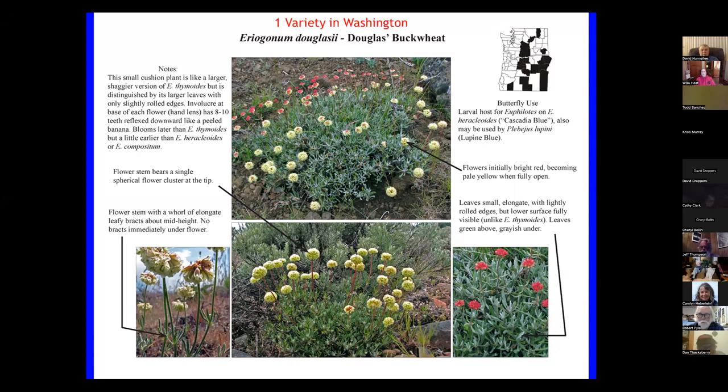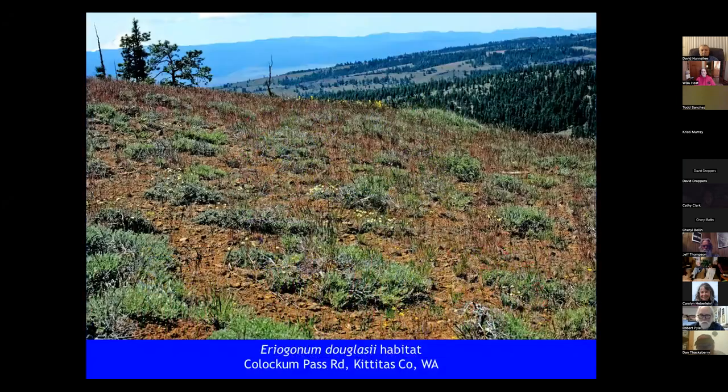There's only one variety of douglasii that occurs in Washington. And here's a typical habitat. Well, I don't know how typical it is, but it's habitat. This is in the Wenatchee Mountains, kind of the east end of the Wenatchees, and this whole field is pretty much loaded with the Douglas buckwheat, and those same blues that I showed you a photo of are found all through this patch.